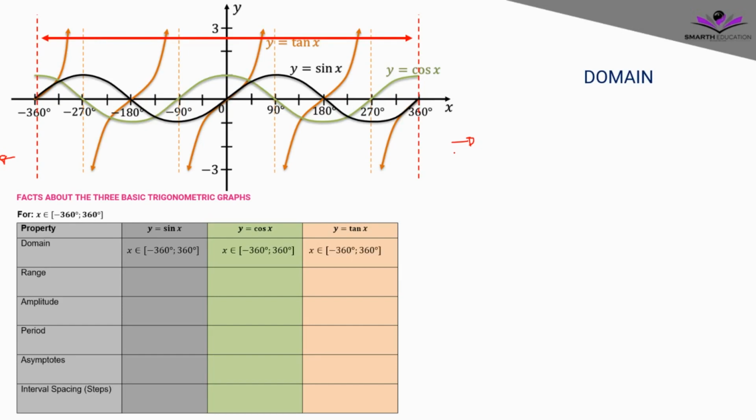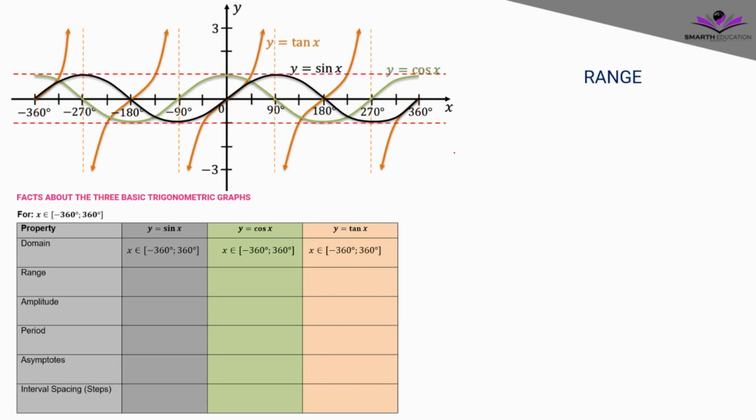And then the range. Let's discuss the range for y is equal to cos x and y is equal to sin x. All right. What are the y values? The y values are from negative 1 to 1. You can put your x values from negative 360 to 360. But the y values you're going to get for these two graphs, y is equal to sin x and y is equal to cos x, will be from negative 1 to 1. The range for these two, y is from negative 1 to 1, negative 1 included, 1 included.